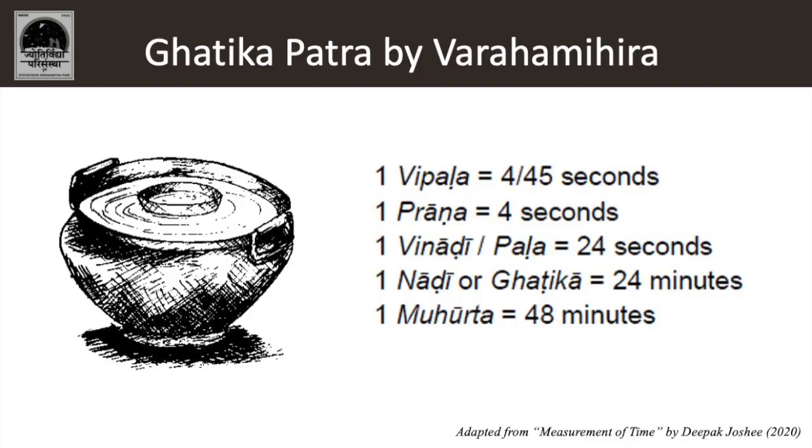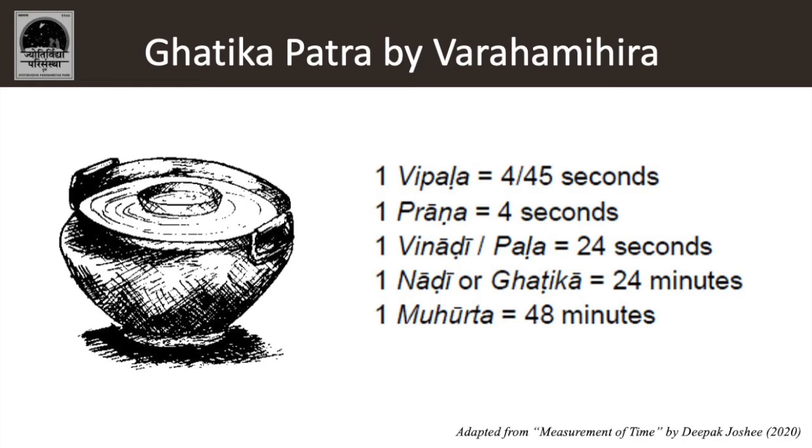Ghatika Patra actually helps you to count the Ghatikas. When this Patra is emptied twice, it is going to measure 1 Muhurta. When it is emptied once, it is going to measure a Ghatika, which is given in the conversion table on the right hand side. Muhurta is simply 48 minutes. That is all it is. There is nothing astrological about a Muhurta.